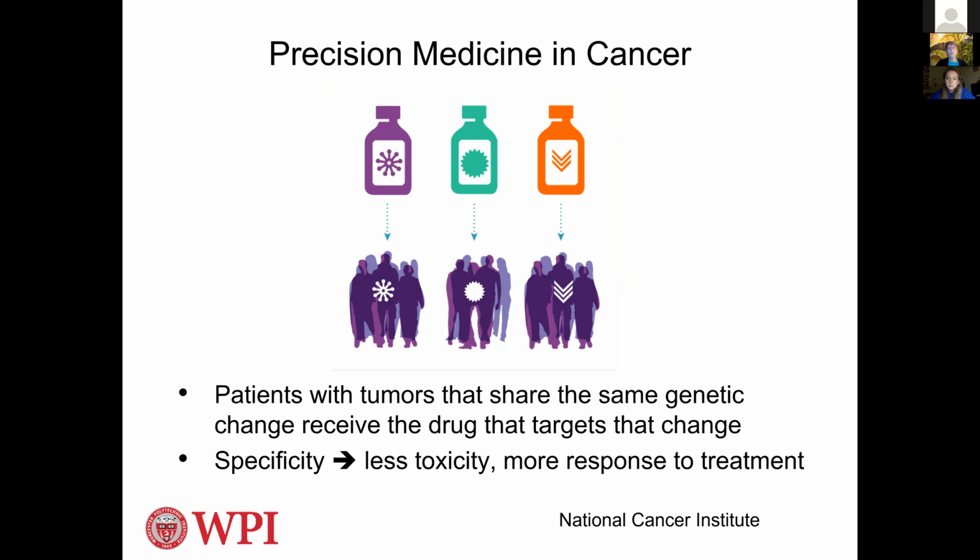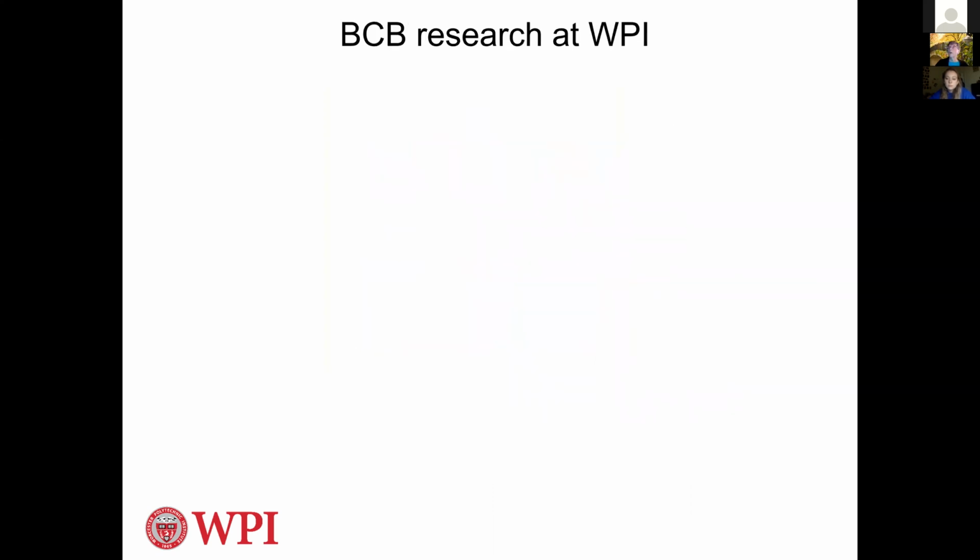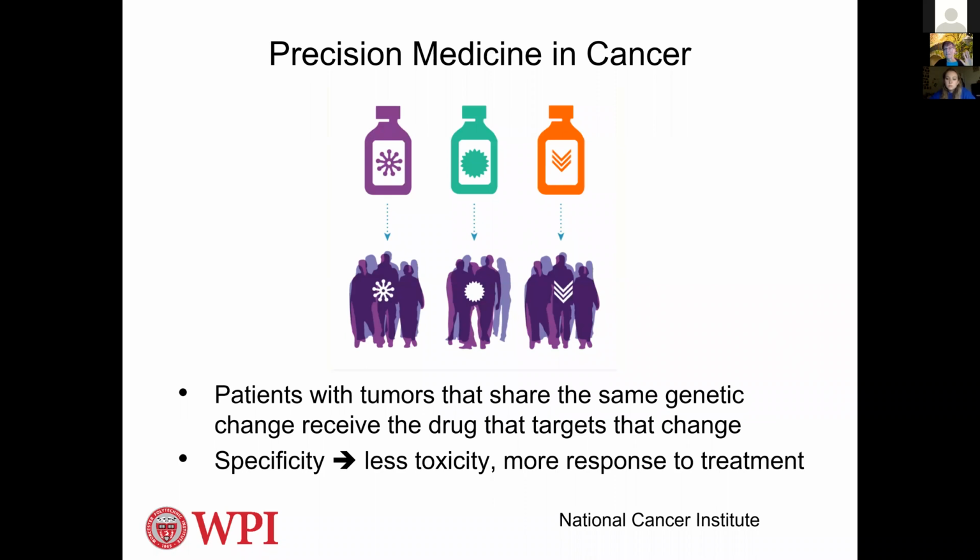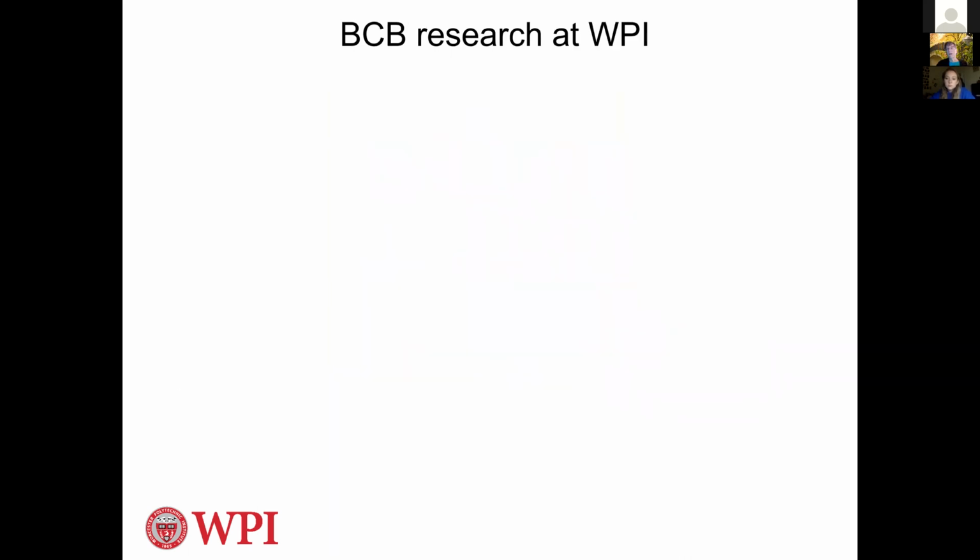And I'm going to go on and talk a little bit about BCB research at WPI, because so far I've really only talked about sequences and DNA and RNA and protein and that stuff, which is a big part of bioinformatics. But for BCB at WPI, we have a much wider idea of what the field is. And I think I can convey that to you by giving you some examples of some of the research that goes on here.